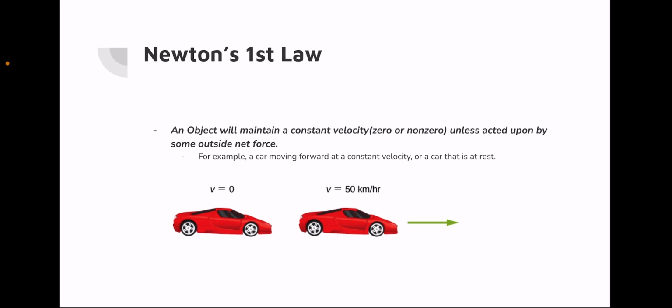Newton's first law. Newton's first law states that an object will maintain a constant velocity, zero or non-zero, unless acted upon by some outside net force. For example, a car that is at rest or a car that is moving at a constant velocity demonstrates this principle.